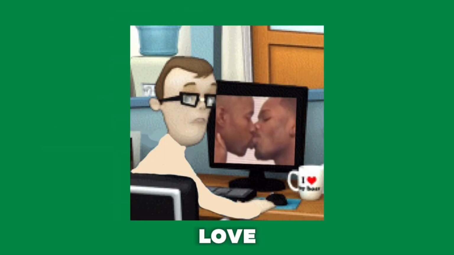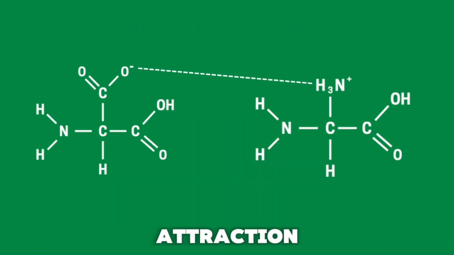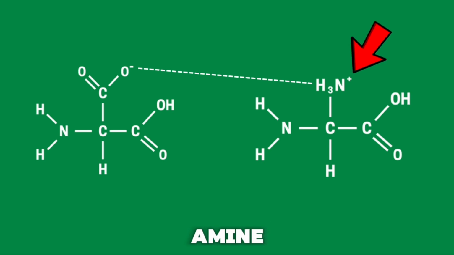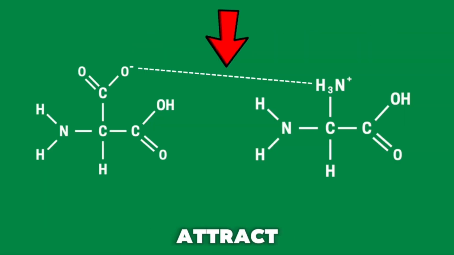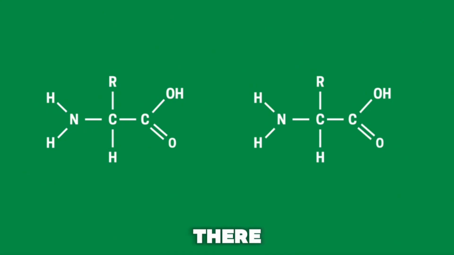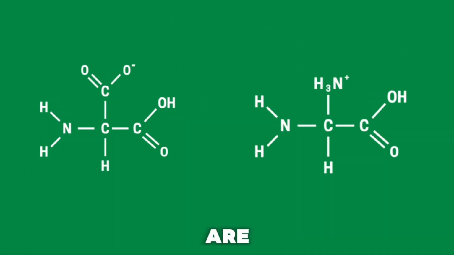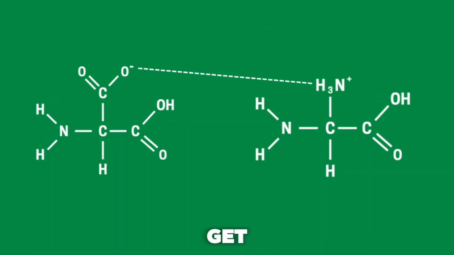There's a massive attraction here between the carboxylate negatively charged ion and the positively charged amine, okay? And again, you don't need to remember these names. Just understand that negative and positive attract each other. When you have two amino acids with their R groups being ions and they are attracted to each other, that's when you get ionic bonding.